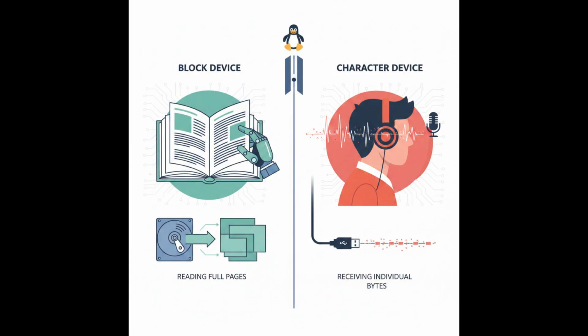Think of block devices like reading a book. You get full pages at a time. Character devices are more like a direct audio feed. You receive exactly the bytes as they come, one by one.